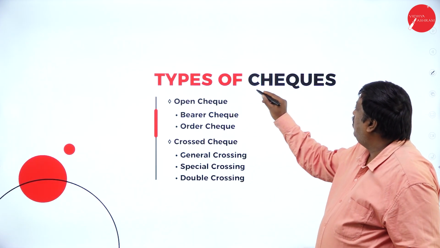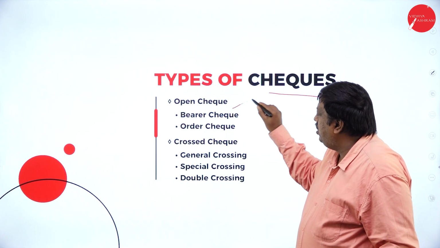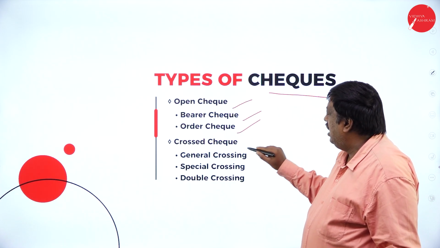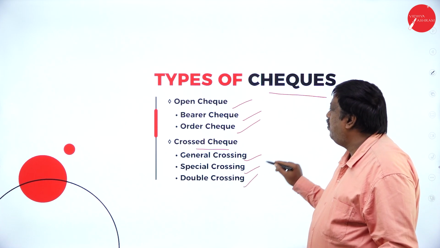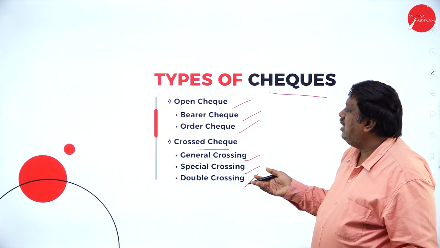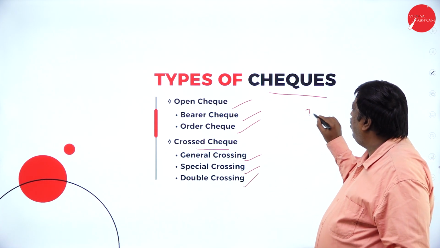Next, we have the types of checks. We have the open check, bearer check, order check, crossed checks. We have general crossing, special crossing, and double crossing. So these are the checks. It will be a 2 marks question.